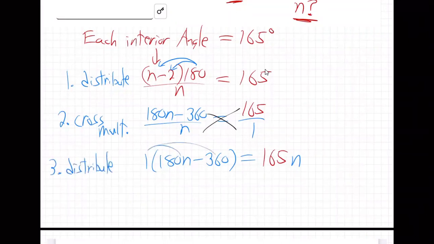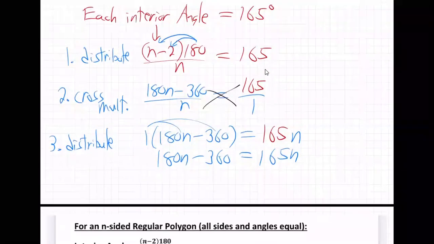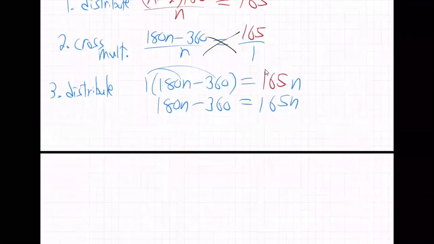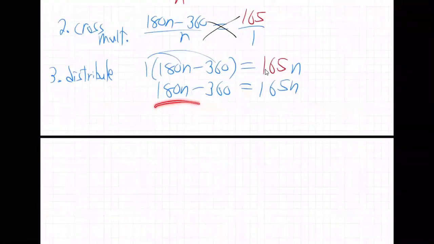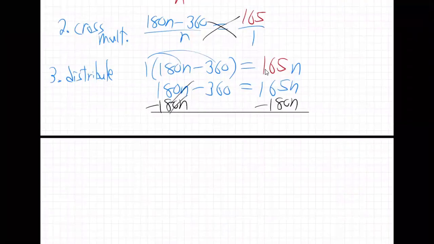So now that 1's not going to do anything, right? Multiplying by 1 changes nothing. 165n. Good to there. So now what am I going to do? I'm trying to solve for n. I've got n on the two sides. What should I do to finish solving for n there? Subtract the 180n from both sides. Yeah, subtract the 180n. Really good. From both sides. That's right on. Boom, boom.